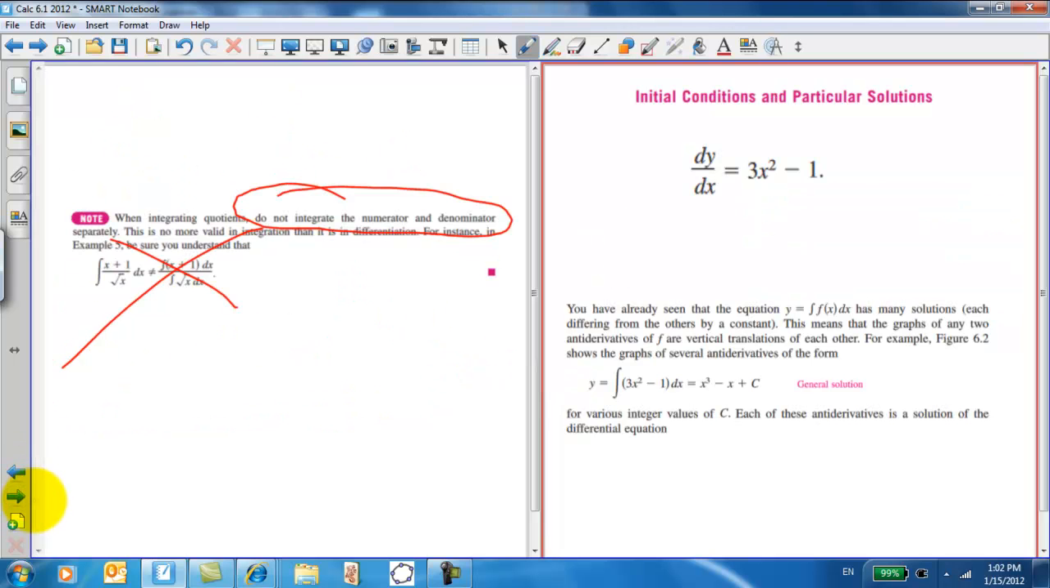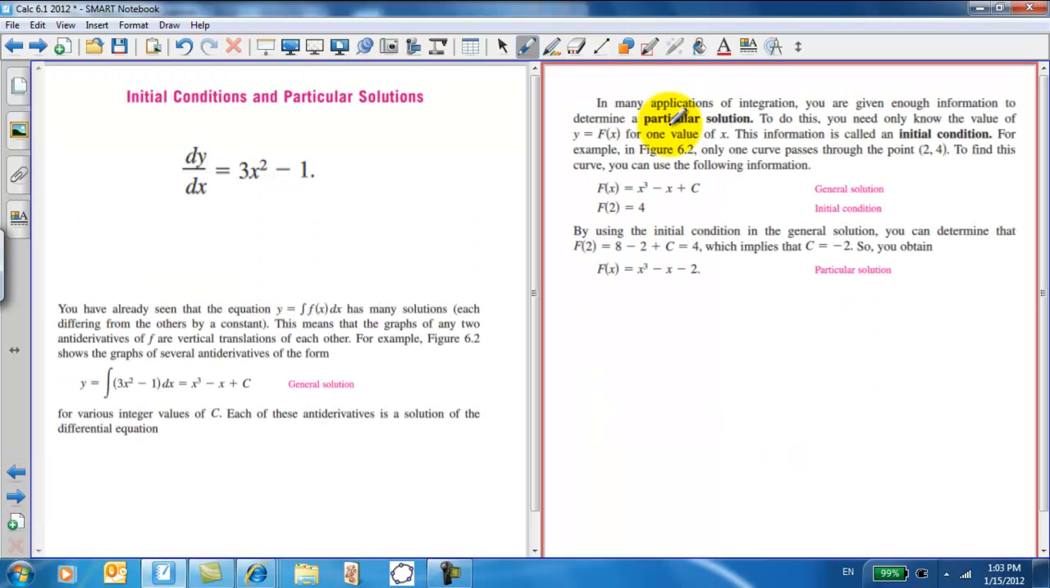Okay, now initial conditions and particular solutions. Notice if I've got dy dx equals 3x squared minus 1, we can go ahead and try and find the antiderivative, but you get x cubed minus x plus c. And this is called the general solution because there's many possible functions that can have this as its derivative. Now, if someone gives you some more information, now maybe you can narrow it down. So in this case, we can get a particular solution if someone gives you some initial conditions.